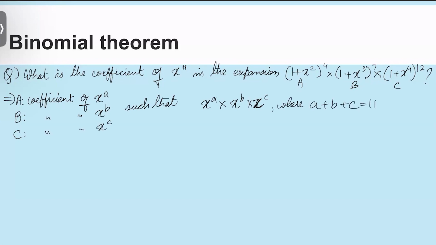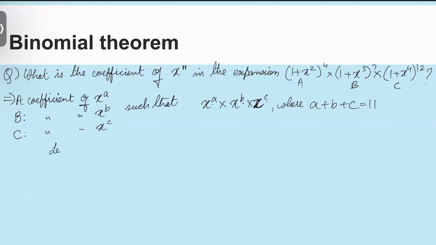So a, b, c are the powers of x, and we want to find the coefficient of x in that form, in a form where all of these powers when added together will be 11. The power will be 11 for x. So this we want to know.